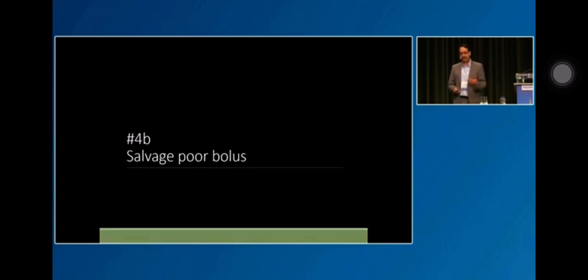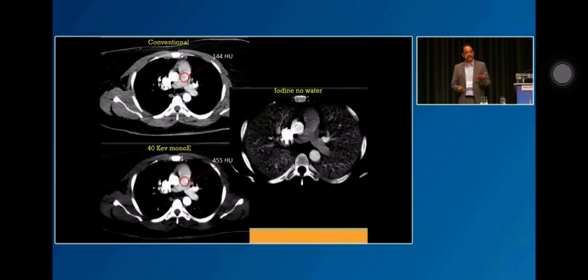The same principle can be used to salvage a poor bolus. So here's a patient with a PE study. It's completely non-diagnostic on the conventional images. But you look at 40 keV, the attenuation in the main pulmonary artery is high. In combination with the iodine map, you can see there is no perfusion defect. This patient does not have a PE. You do not need to repeat the scan. That's a big deal for our patients.